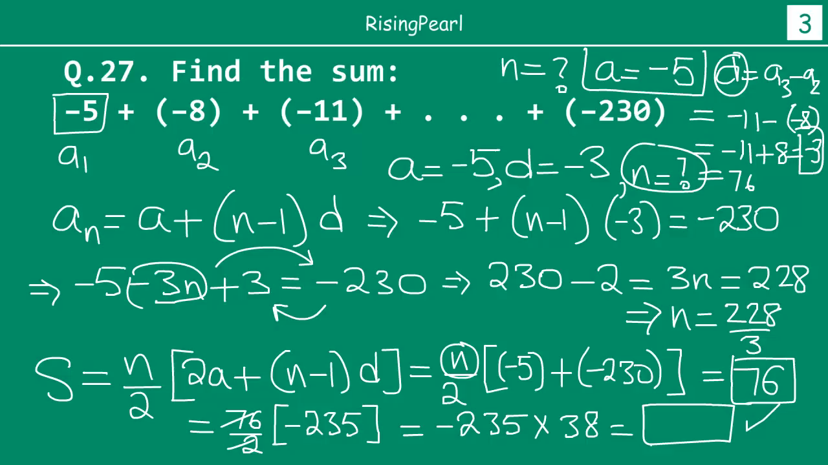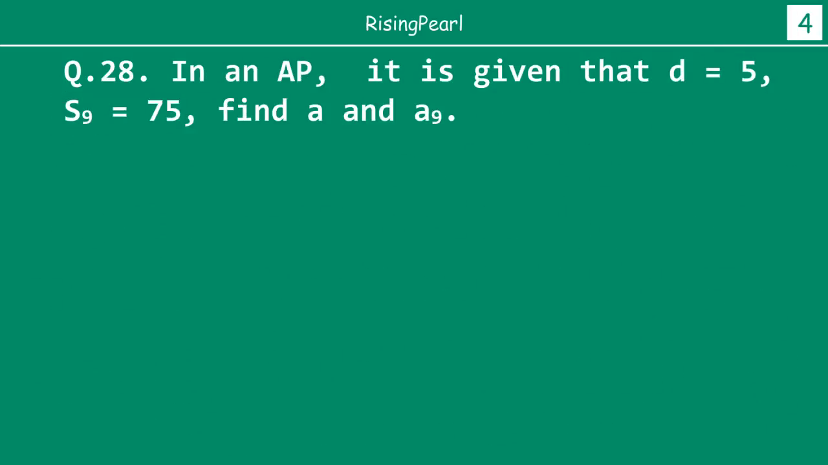Let's see if you want to take a look at one more question. So in an AP, it is given that common difference is 5. Okay, so D is given. And S9, well, we have not seen this yet. So let's take a look and understand what is S9. We have to find out the first term and we have to find out the 9th term.